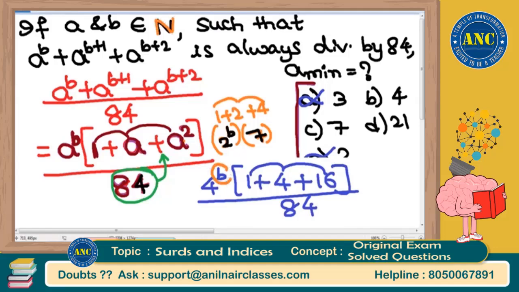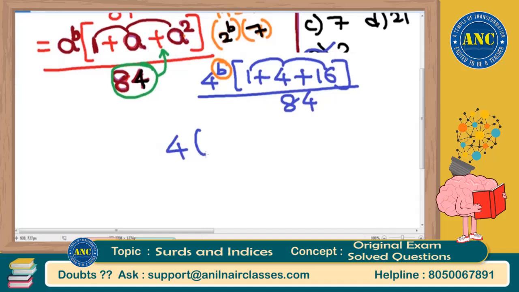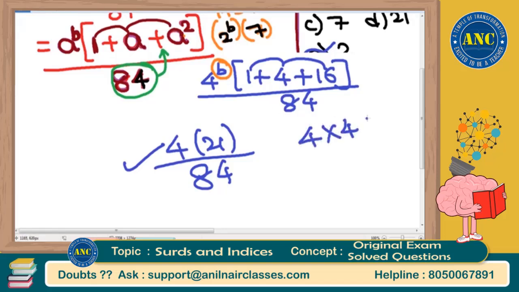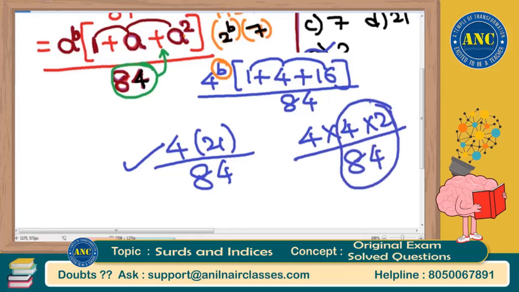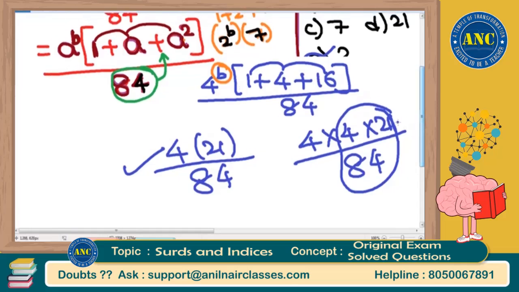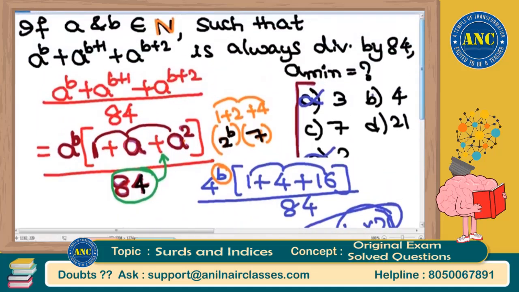If I put b value as 1, the minimum value, it becomes 4 into 21 divided by 84. This is perfectly divisible by 84. If I put b value 2, it is again 4 into 21 divided by 84, perfectly divisible by 84. That means whatever b value you put, all the values will make the numerator a multiple of 84, and therefore the minimum value of a is nothing but 4 itself.